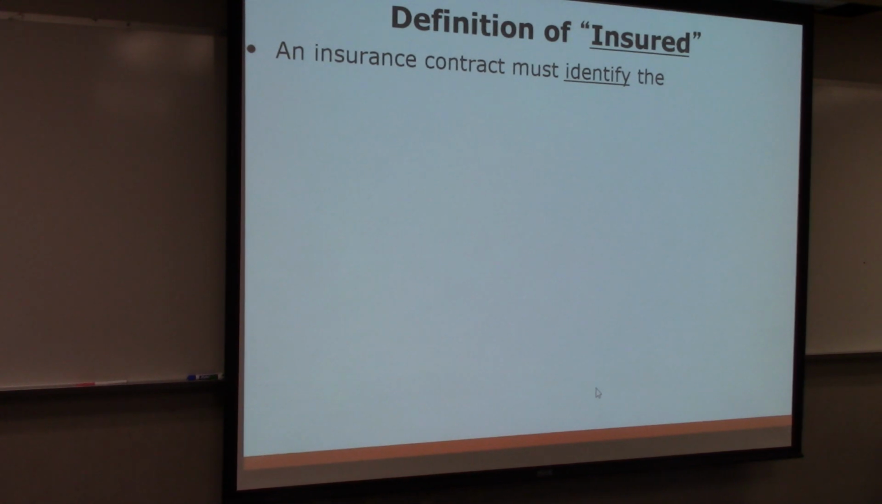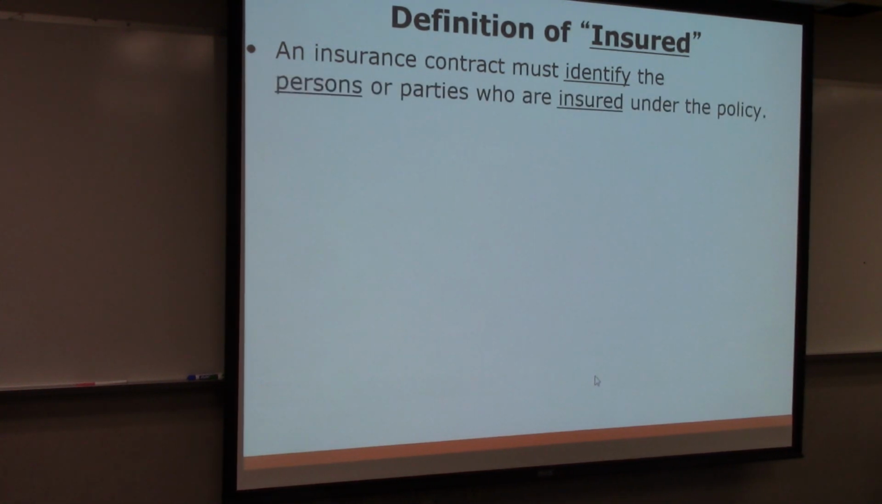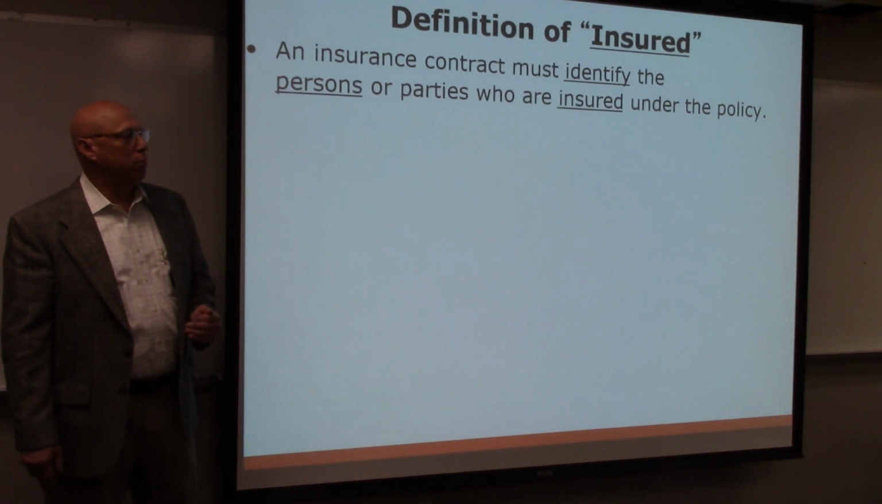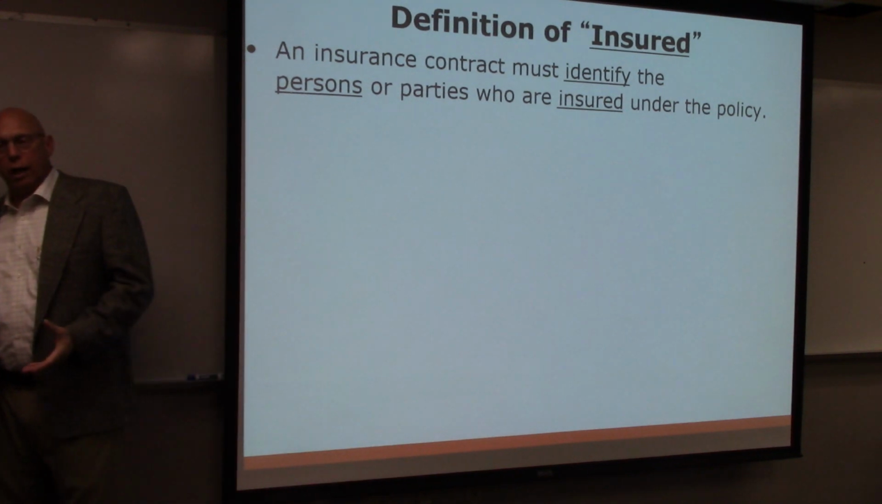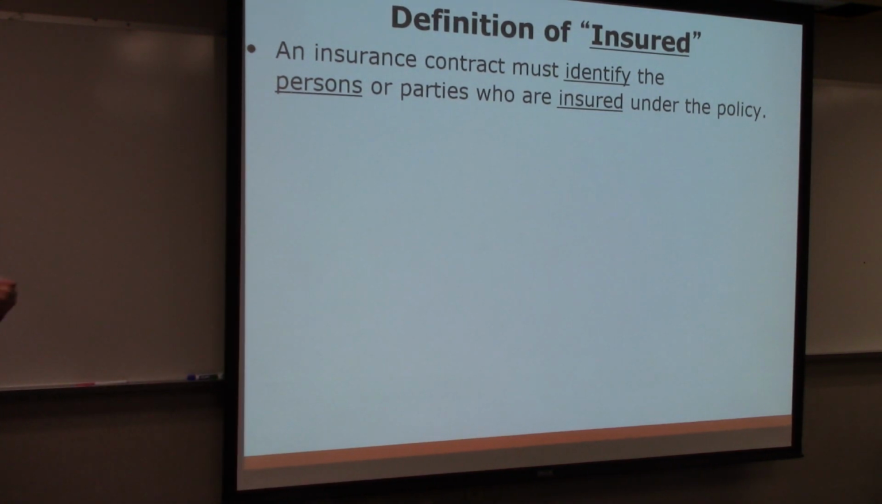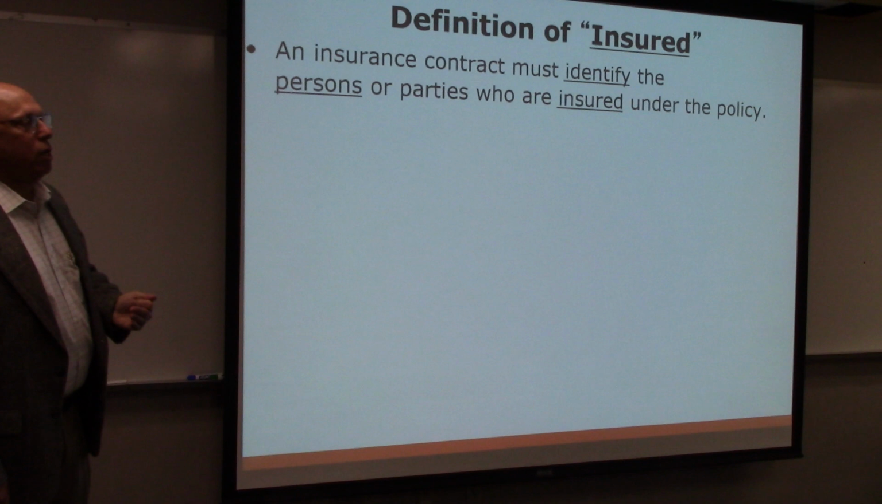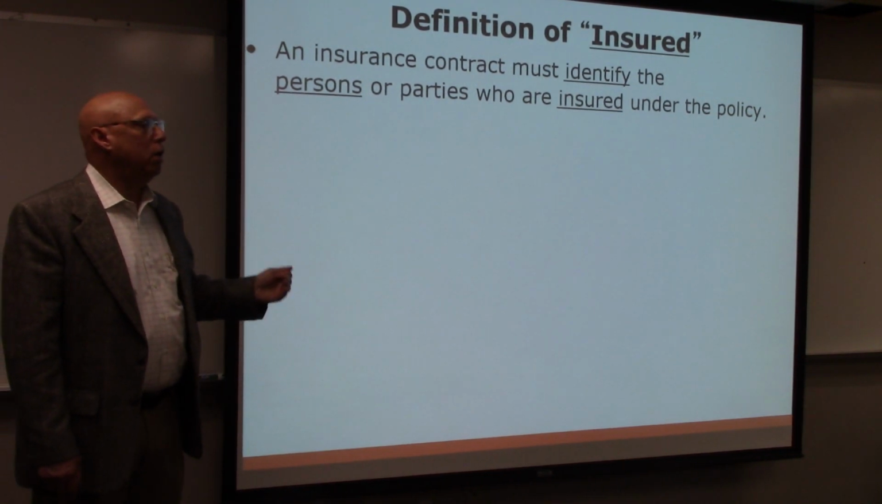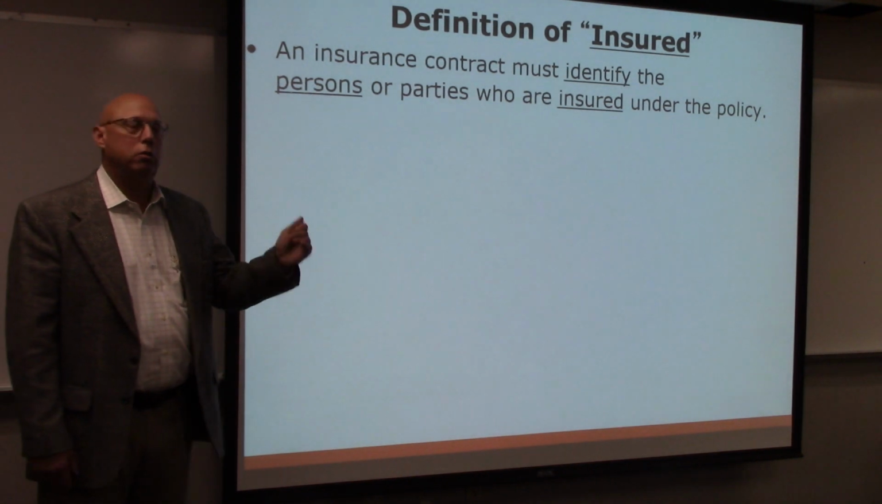All right, so who is the insured? Identify the persons or parties who are insured under the policy. And remember that with property casualty, a person takes out a policy on a piece of property in which they have an insurable interest.